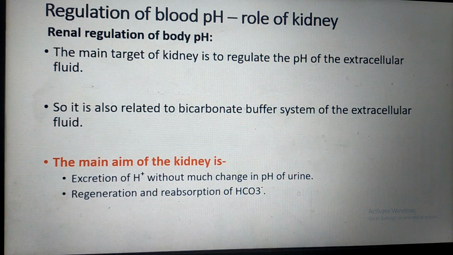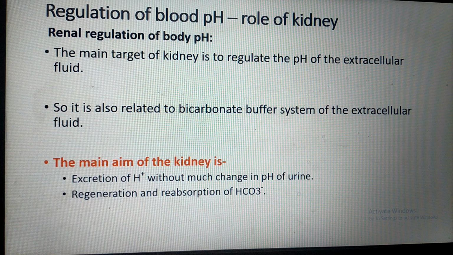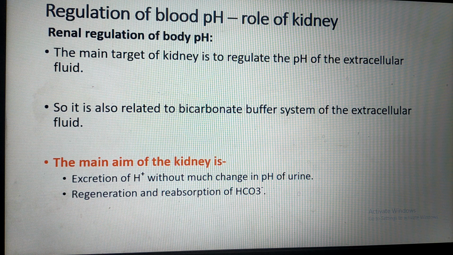What happens if the pH of urine decreases too much? It may damage the urinary tract. So the first aim is very clear: H plus ion should be excreted, but pH should not be decreased to a large extent. And the second aim is regeneration and reabsorption of bicarbonate ions, which is also called the alkali reserve of the body.